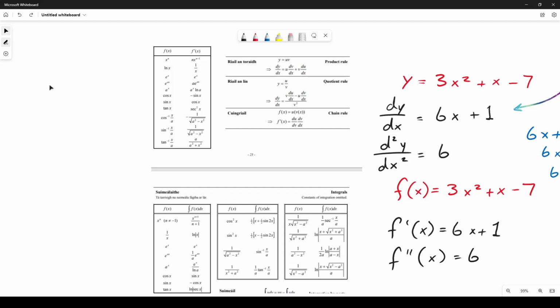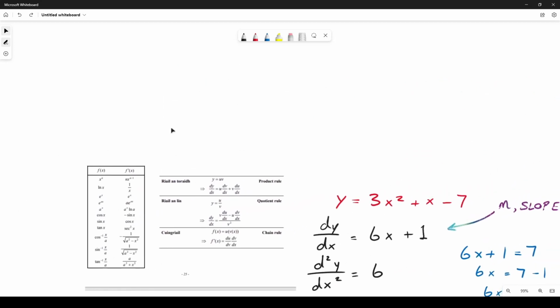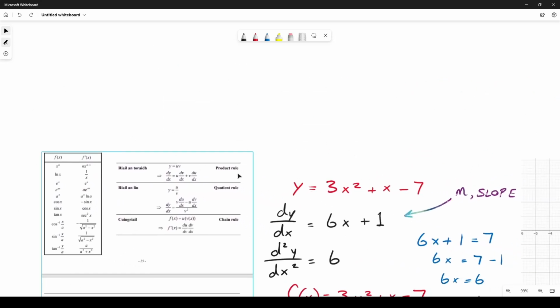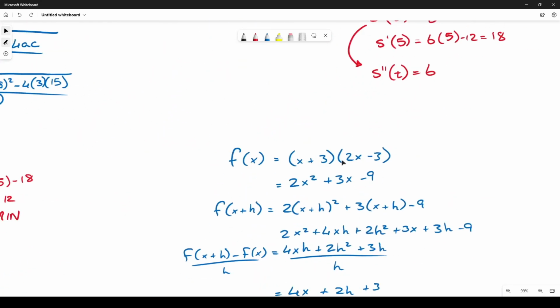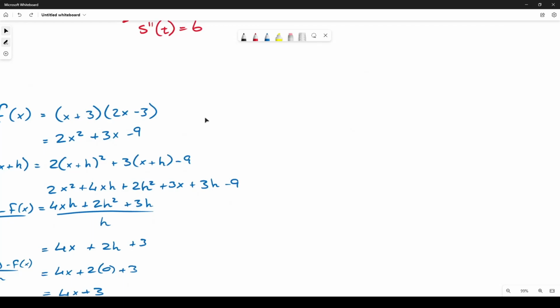Remember, the product rule is used when they ask you to differentiate two things that are being multiplied together. I'm going to use this as a cheat, because it is two things being multiplied together. Just pretend we were asked to differentiate this. You could christen this u and this v. So u is x plus 3, and v equals 2x minus 3.